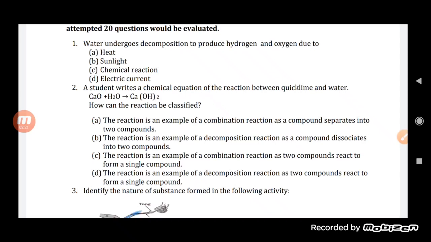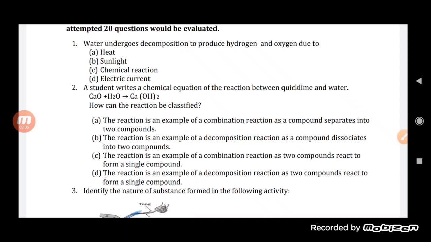First one: the reaction is an example of a combination reaction as a compound separates into two compounds. Second: the reaction is an example of a decomposition reaction as a compound dissociates into two compounds. Third: the reaction is an example of a combination reaction as two compounds react to form a single compound. And fourth: the reaction is an example of a decomposition reaction as two compounds react to form a single compound. So here, what is the reaction?